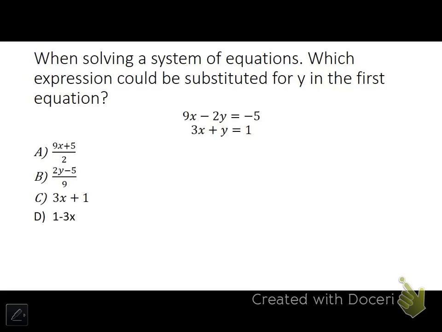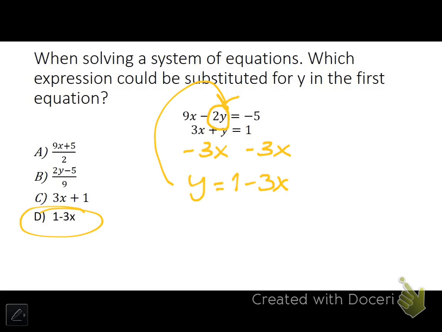When solving a system of equations, which expression can be substituted for y in the first equation? So this time we're substituting y. So that means we need to get it to be y equals from the second equation. So we got to subtract 3x from both sides. So y equals 1 minus 3x, so that we can plug it in for y. So is that one of my answers? It looks like it is. It's D.